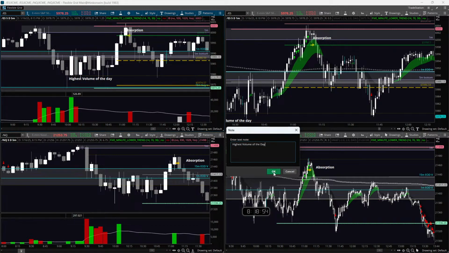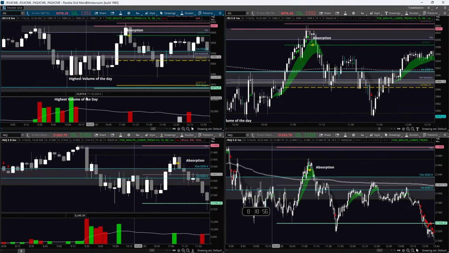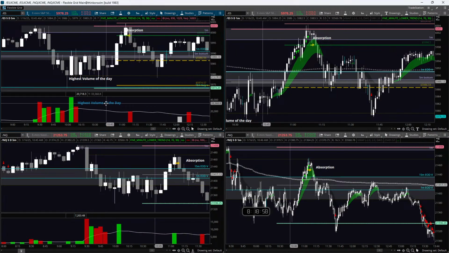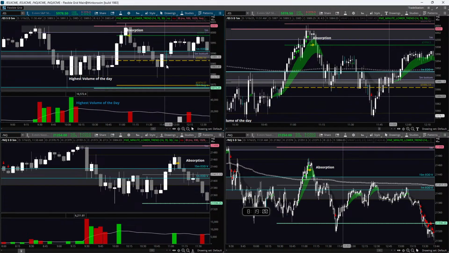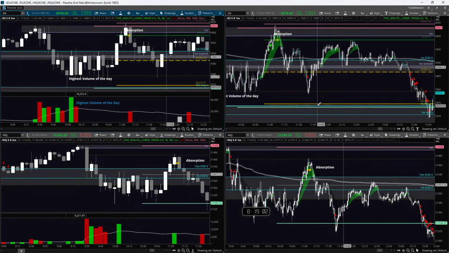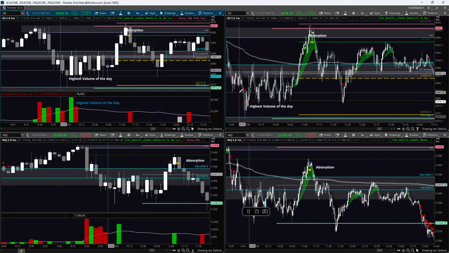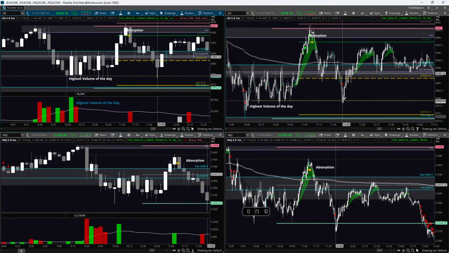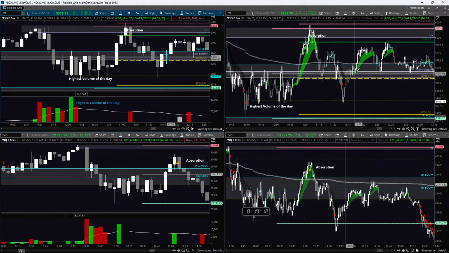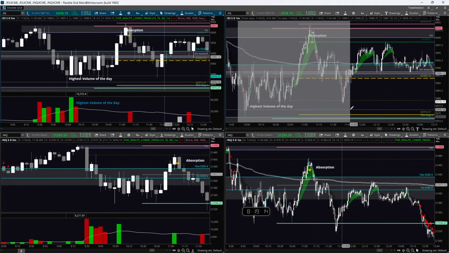Okay, highest volume of the day. All right, and that's what we came down to. We bounce, right? And it also works with these RSIs here. So this is an area of, this is the low. We came to it and we bounced. Another low, absorption, no volume, came back and then got that.